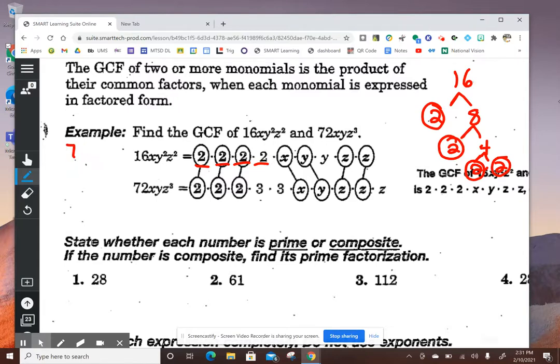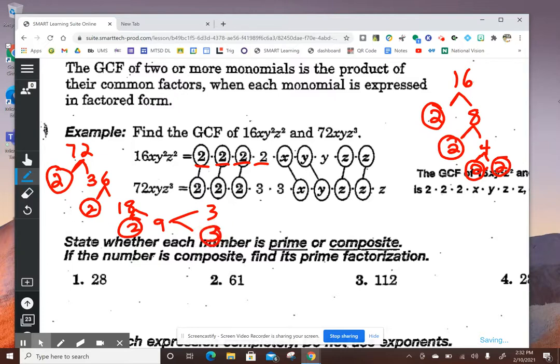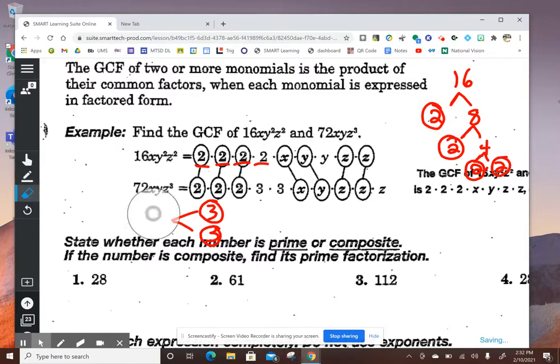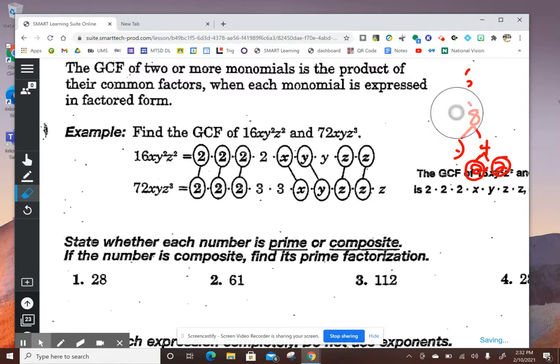So now 72. I'll start with 2 and 36. I circle it. 2 and 18, I circle it. 2 and 9, circle it. And then 3 and 3. So the prime factorization is 2 times 2 times 2 times 3 times 3. Now, to be honest with you, most of the GCFs we're going to do, you're not going to have to go through that process. You're going to be able to do it in your head.